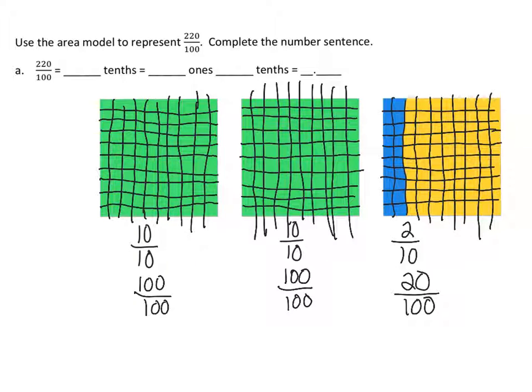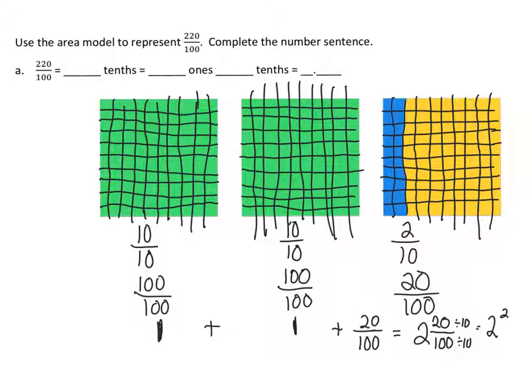All right, so now what we're going to do is take that 100 over 100, and how much do we have? Well, we have 1 whole plus 1 whole plus 20 hundredths, which is really equal to 2 wholes and 20 hundredths. But if I look at 20 hundredths, just like we did in an earlier lesson, we could divide the top and the bottom by what? We can divide it by 10 to bring us down to 2 and 2 tenths.